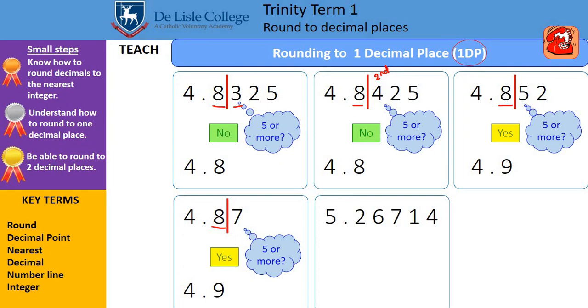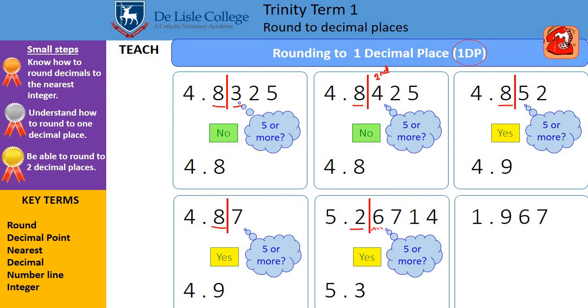Then we've got 5.26714. All that's important is our first decimal number, which is a 2, and the 6, because that may change things. It is 5 or more, so you get 5.3.